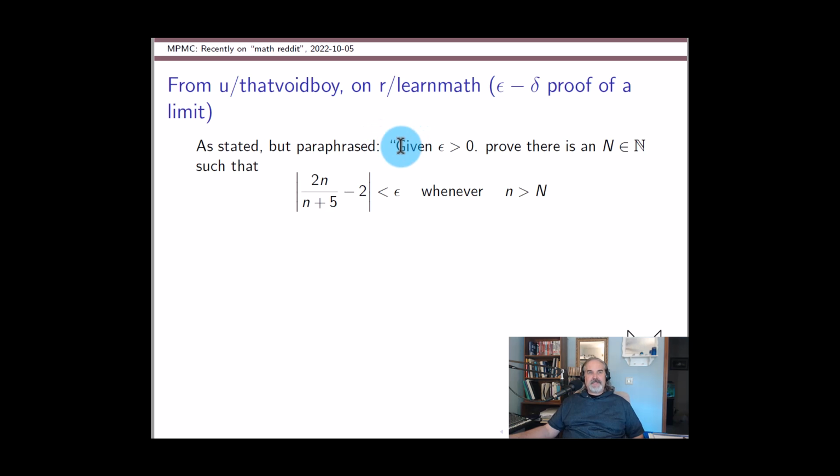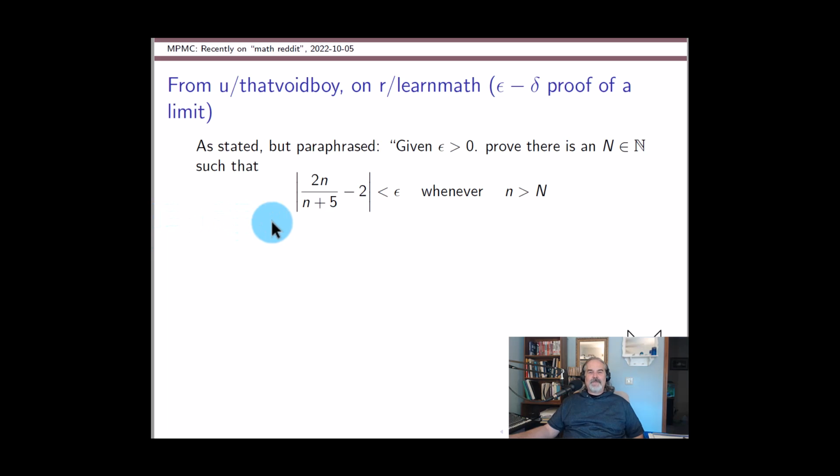But the problem as stated was just prove that there is some natural number n so that this inequality holds whenever the value of little n is bigger than this chosen value. Now that's, if you haven't seen this stuff before, this is going to be a headache, and I don't know if you want to watch it.